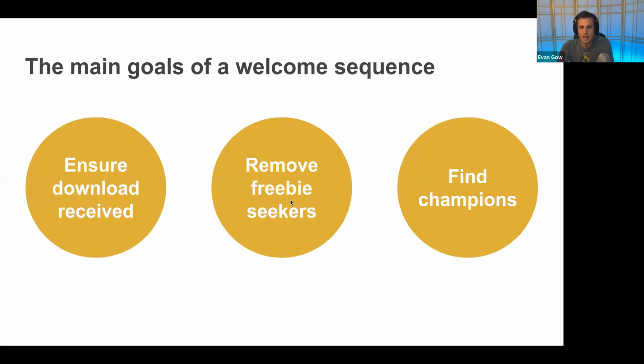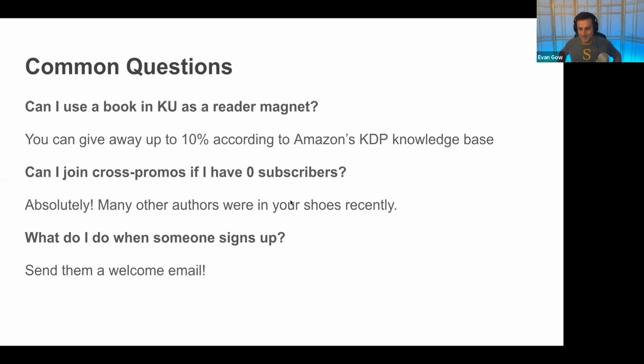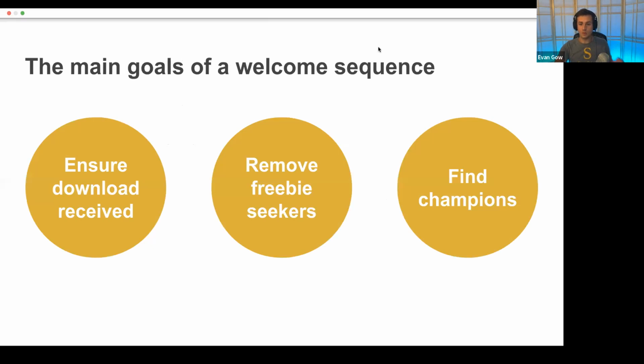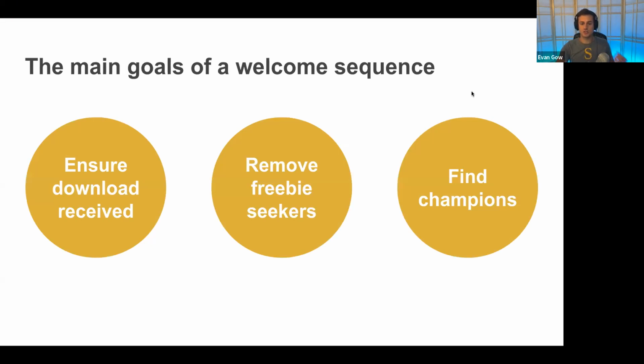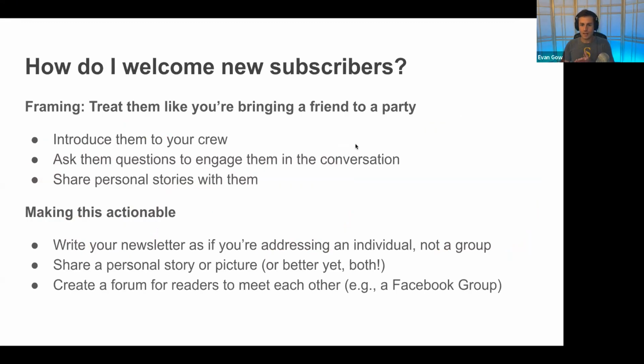So, all right, let's get back into things. I'm going to hold off on answering more questions because I really want to get through all of the stuff we've got today. What do I do when someone signs up to my mailing list? So you want to send them a welcome email. The goals of your welcome sequence are to ensure that they've received the download, remove freebie seekers, and also find your champions. So how do you do that?